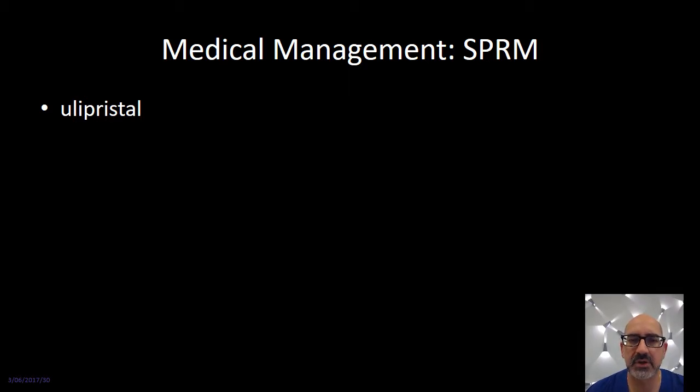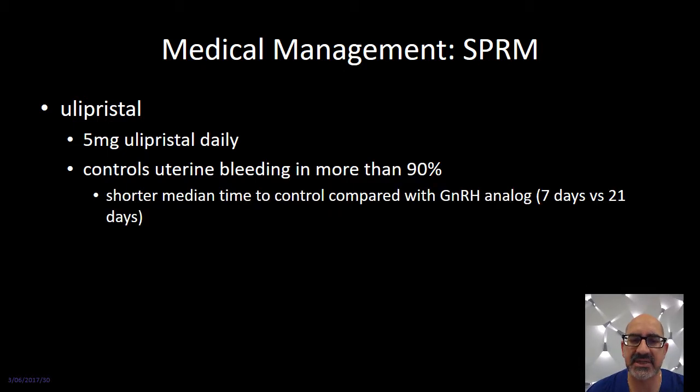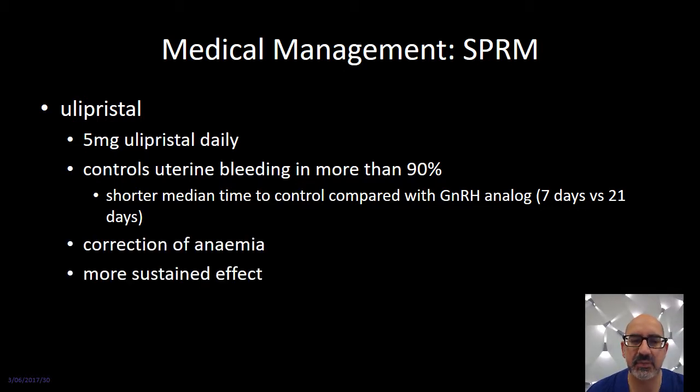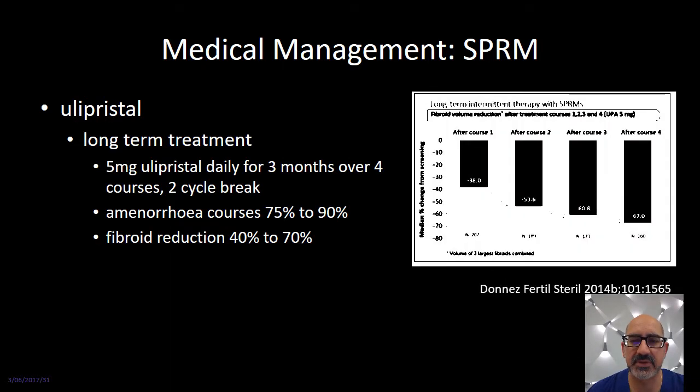So what is the role of ulipristal? Well, 5 milligrams ulipristal daily controls uterine bleeding in more than 90% of women, with a shorter median time compared to GnRH analogs, and corrects anemia well. It has a more sustained effect in that reduction. It is useful in long-term treatment of fibroids.